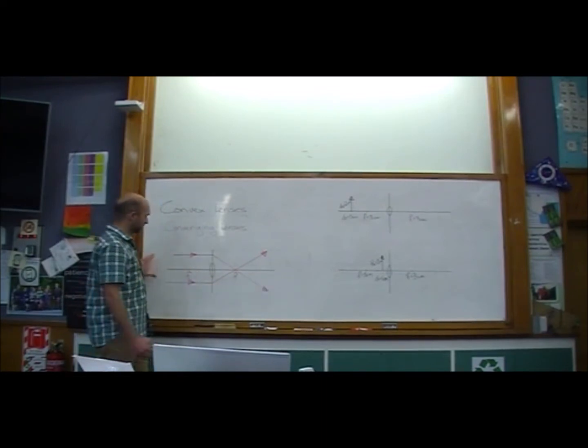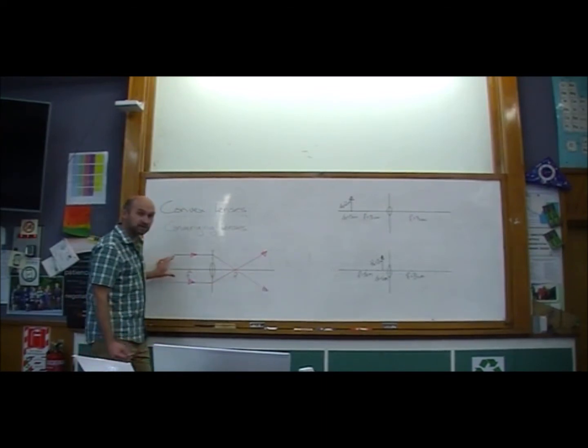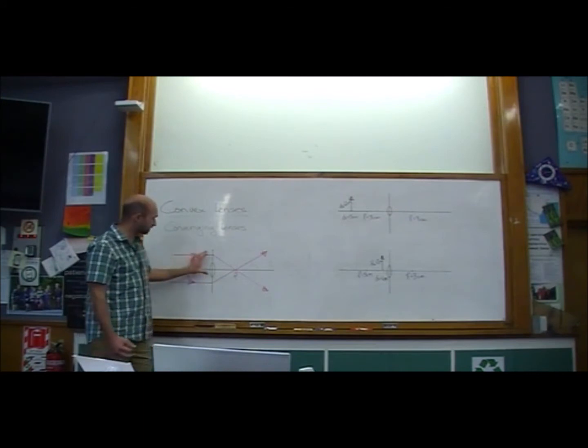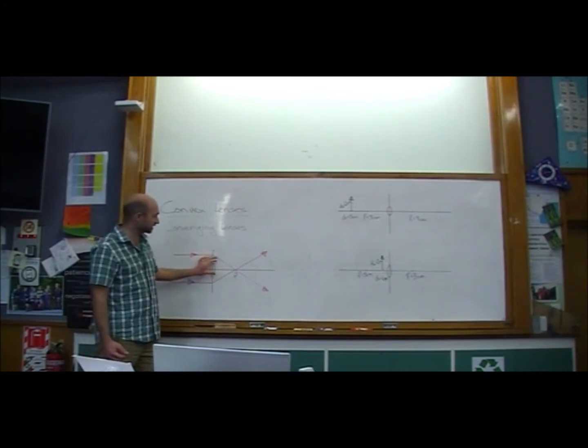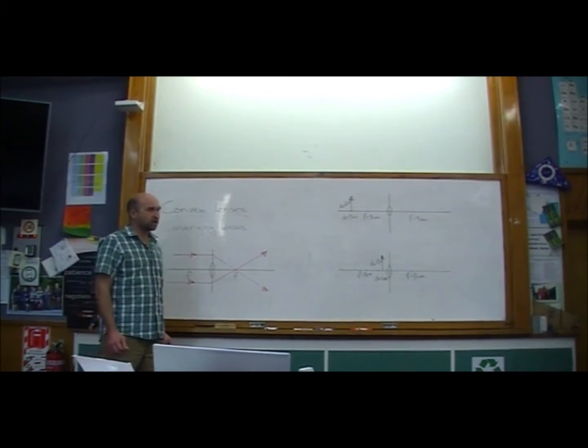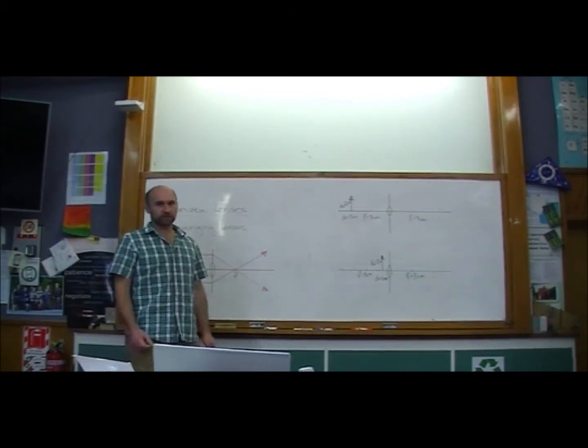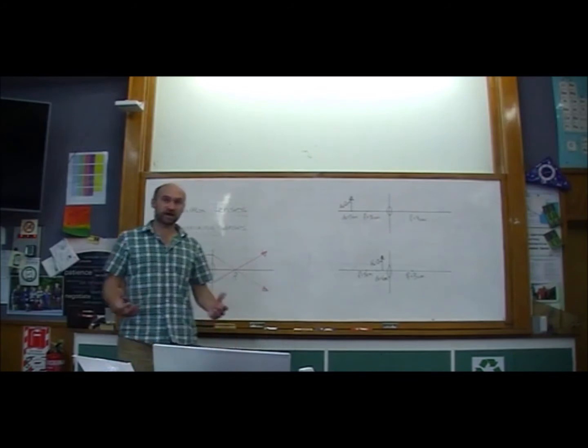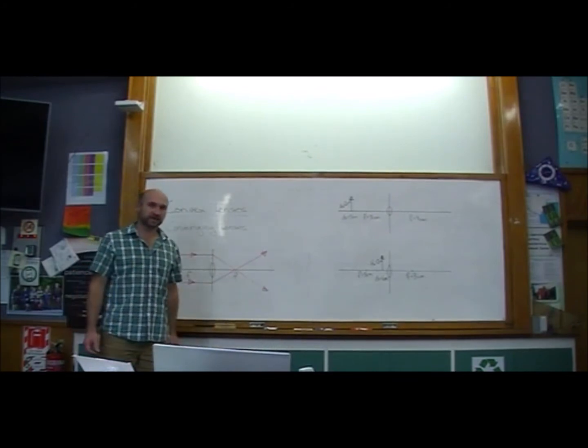And so incident light, light from the sun that comes in parallel to the principal axis, bends as it passes through the lens, and it all meets up at that focal point there. What we're going to do is have a go at drawing ray diagrams and then doing calculations for these convex lenses.